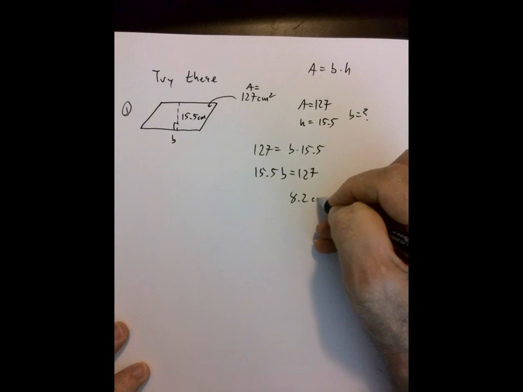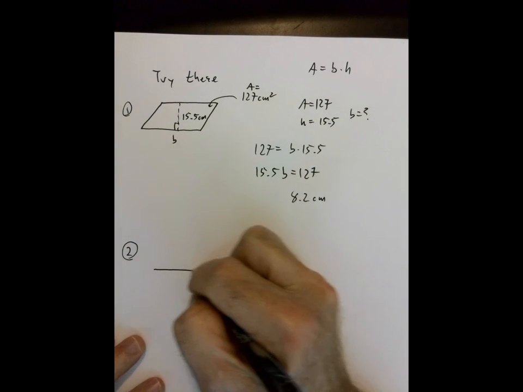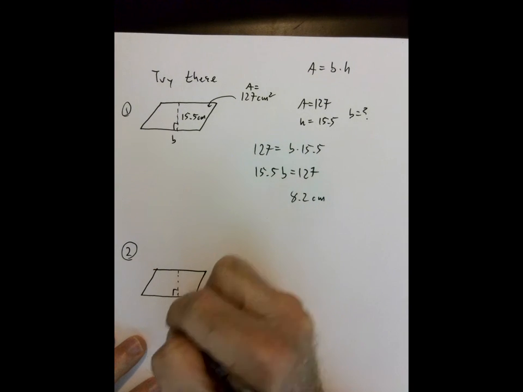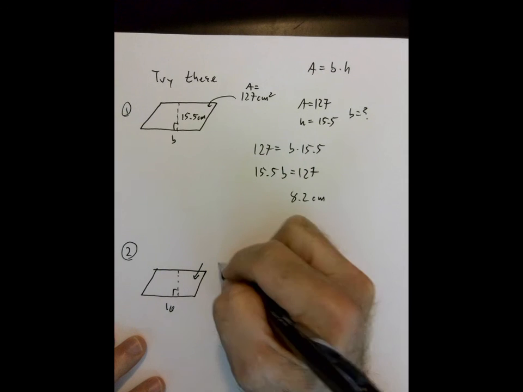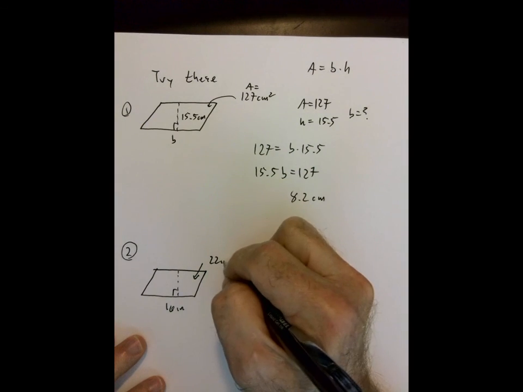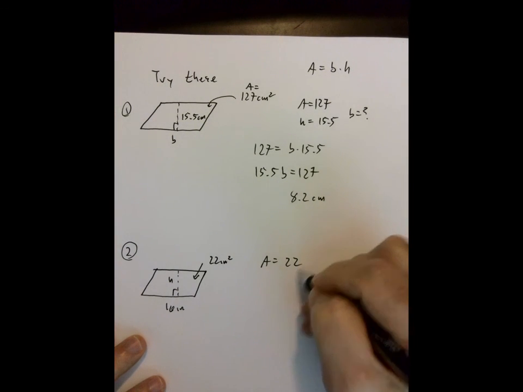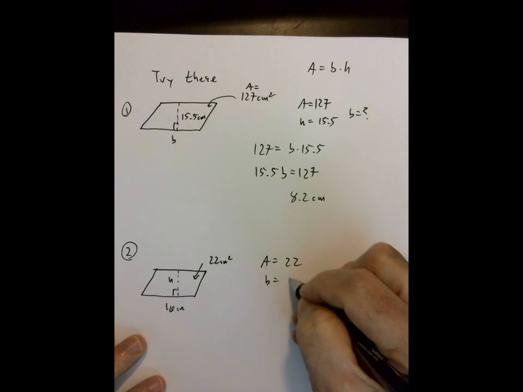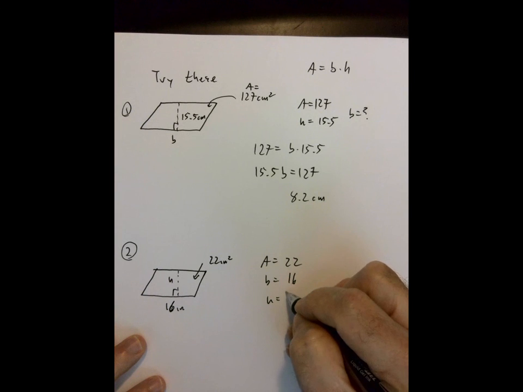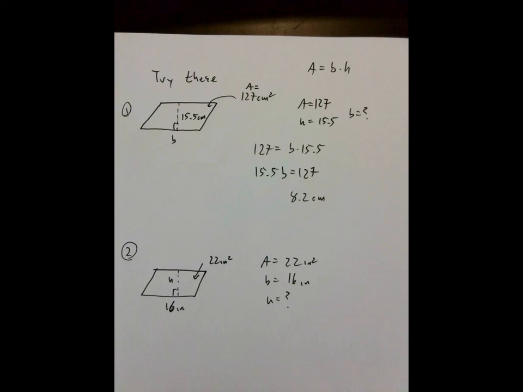Now, I guess I didn't give you a chance to try that one, so you're going to try this one right here. Okay, so here the area is going to be 22. The base is going to be 16. What's the height going to be? So hit the pause, try that out.